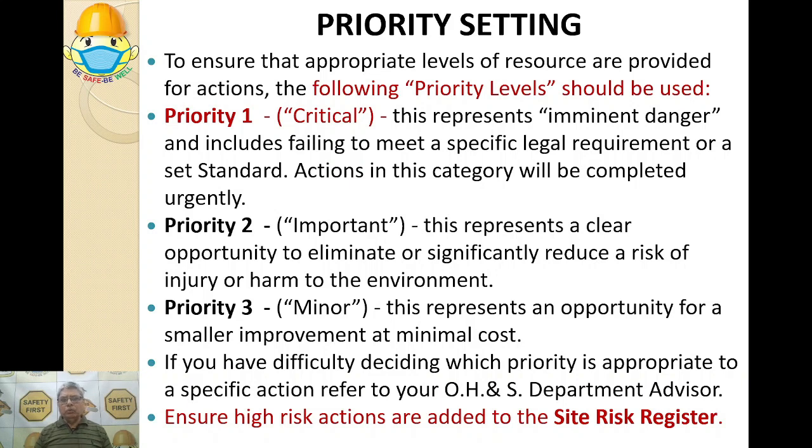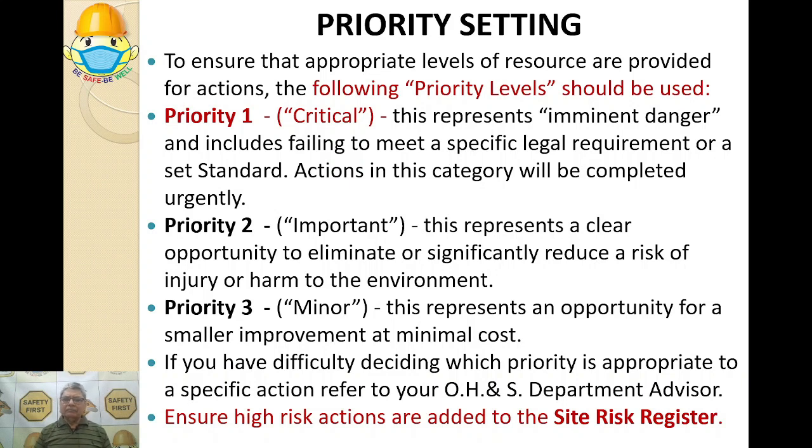Then priority 2, that is important. This represents a clear opportunity to eliminate or significantly reduce a risk of injury or harm to the environment. So whatever the major risks are between 4 and 10, they should be taken in priority 2. Priority 3, that is minor risk. This represents an opportunity for a smaller improvement at minimal cost.